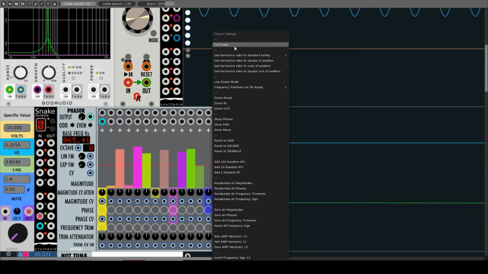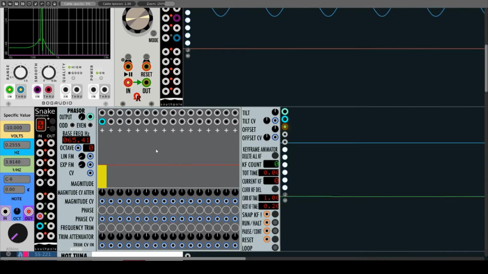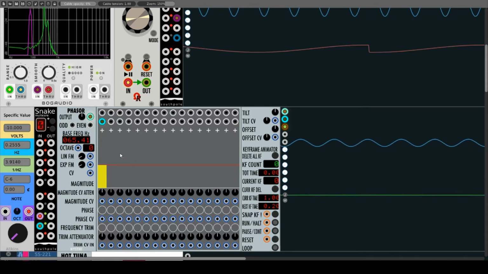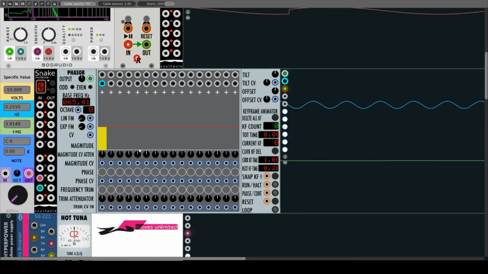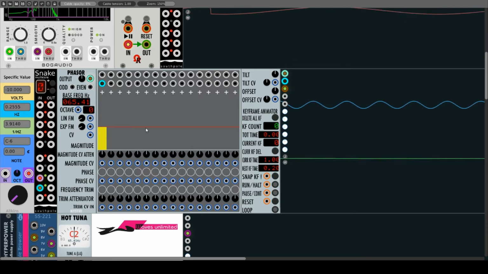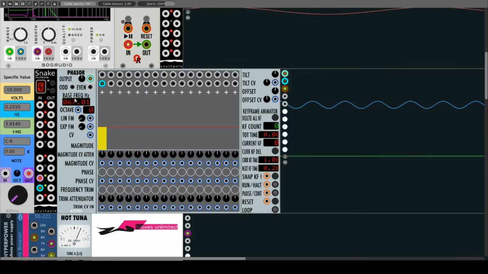Now click on Full Reset and we have a simple sine wave with a frequency of 65.41 Hz, which is also shown in the base frequency Hertz display. This corresponds to a C2, and therefore Phaser is tuned 2 octaves lower than standard oscillators from the beginning. To change the value in the display, simply click on the number to be changed and then move it up or down with the mouse.